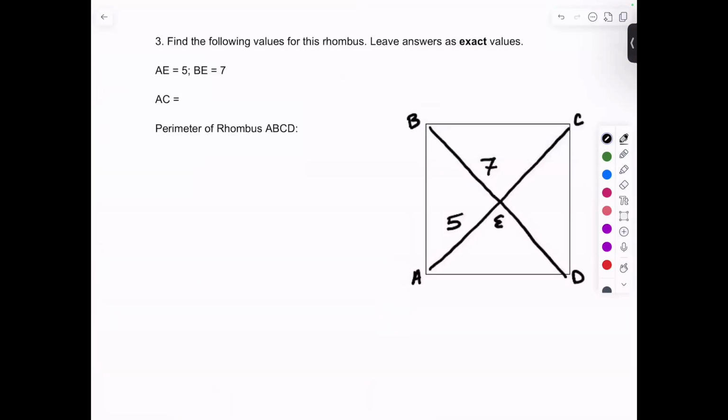We have here a rhombus. It says find the following values for this rhombus. Leave answers as exact values. So this is pretty common in geometry. They just don't want you to use a calculator and round for your final answer.